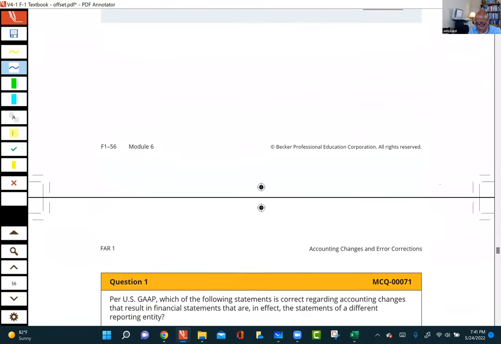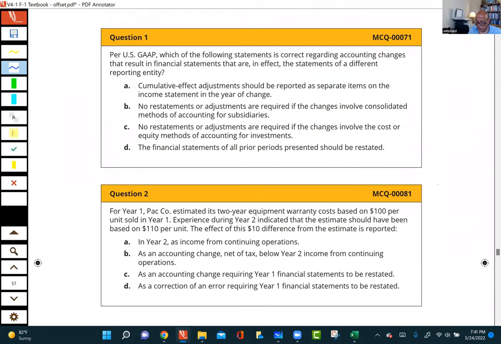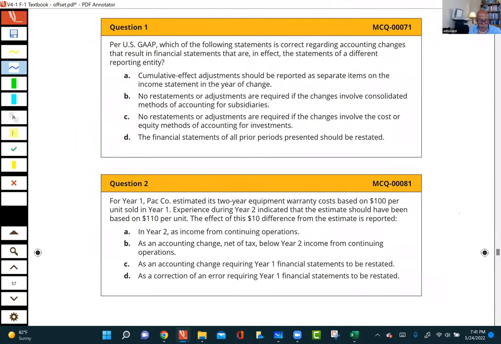And okay, here's what we're going to do, guys. We're going to look at these two questions, and then we're going to call it an evening because I can't do a proper job in the time we have left for a statement of comprehensive income, and I don't want to rush through it. Okay, so let's do these last couple of questions, and then we're going to get out a little bit early, and we'll pick up with module 7 next time.